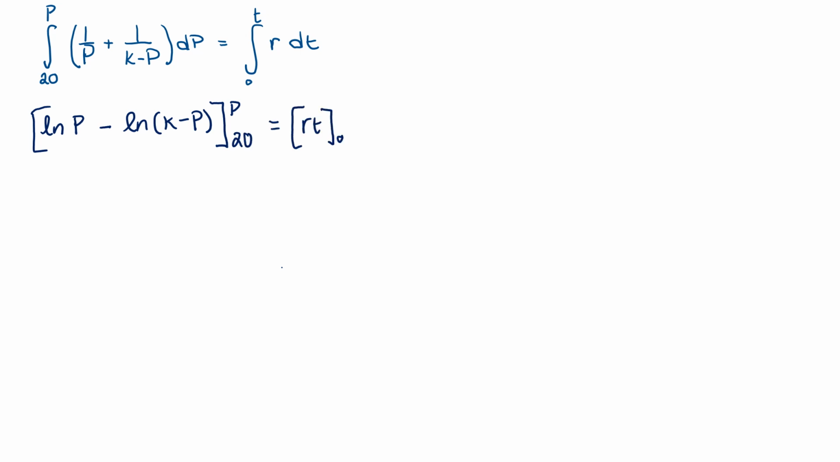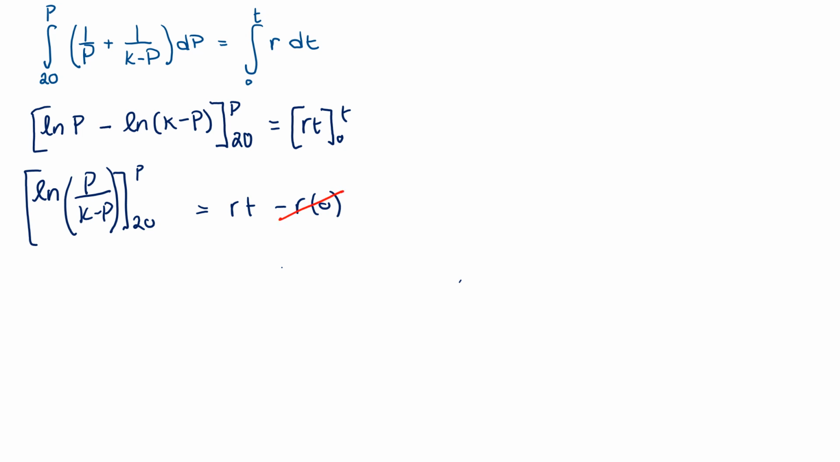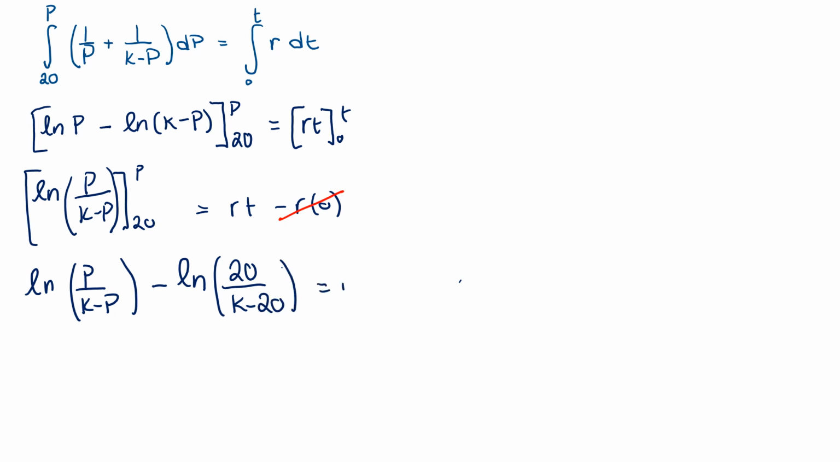So we're going to do rt from 0 to t. That gives us ln of p over k minus p, which we're going to evaluate between 20 and p. That gives us rt minus r times 0, which goes to 0. So we get the natural log of p over k minus p, and take away the natural log of 20 over k minus 20. And that is equal to rt.